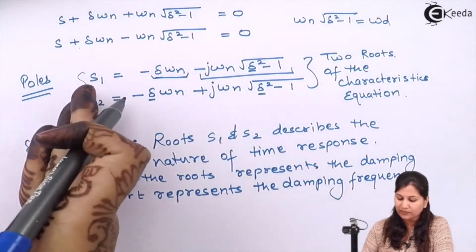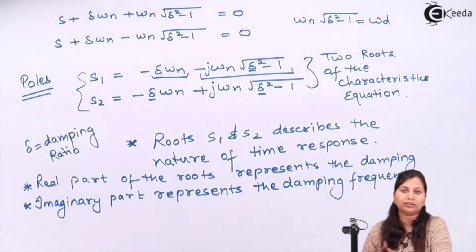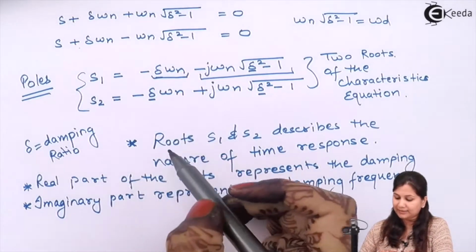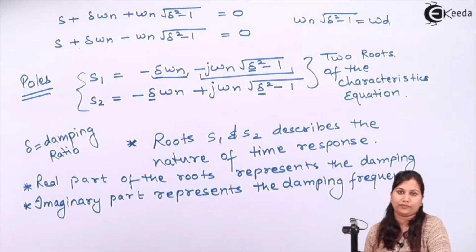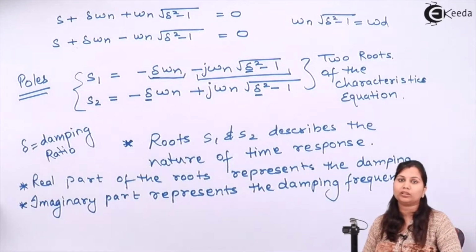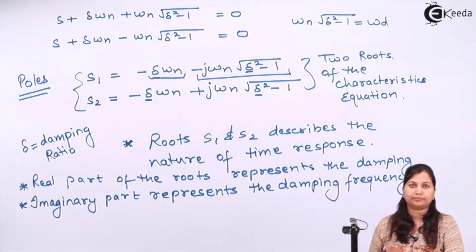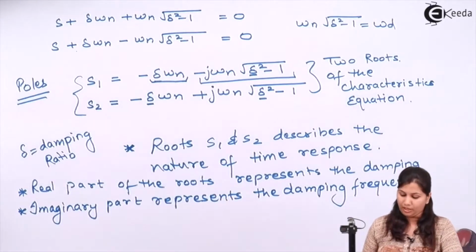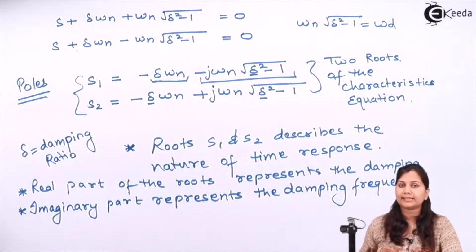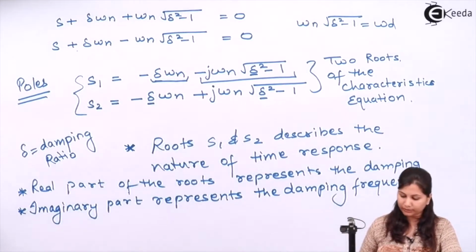So from these roots we are getting the information about the damping present in a system. That is why we can say that these roots describe the nature of the time response, that is, whether the system has undamped oscillations, underdamped, overdamped or critically damped. So roots give us the information about the nature of the time response. Now we have got the two roots. Let us now see how they are located on the S plane.